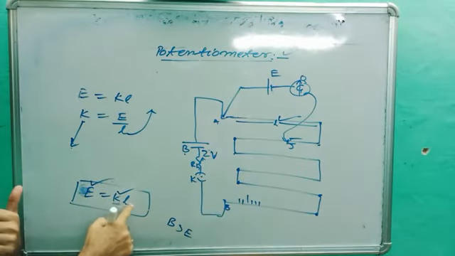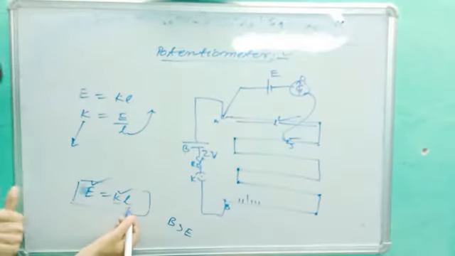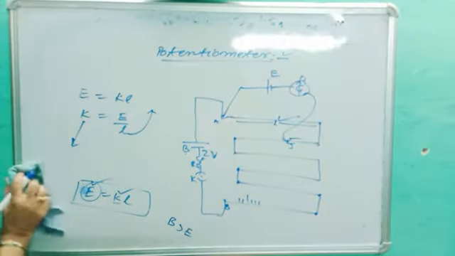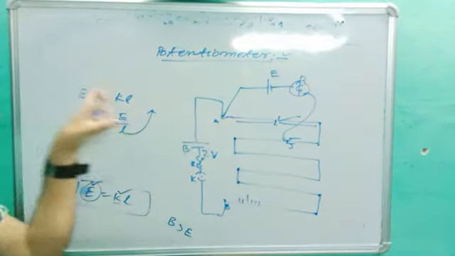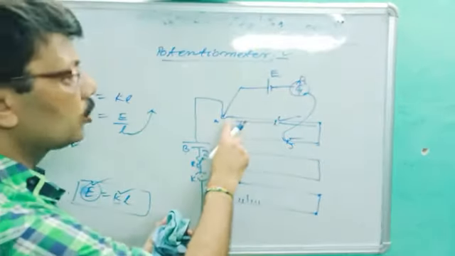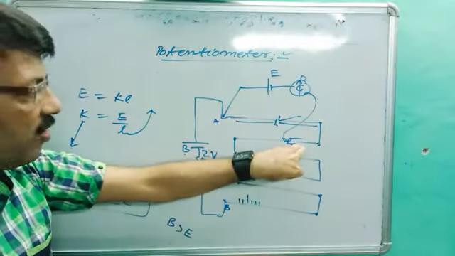With the help of K and L, you measure by null deflection, and if K and L are known, you can get the value of E. So this is all about your potentiometer: what is the structure of the potentiometer, what is its principle, and how it works. Working is very easy. You have to slide the jockey from A to B until null deflection. Where you get null deflection, you stop there.